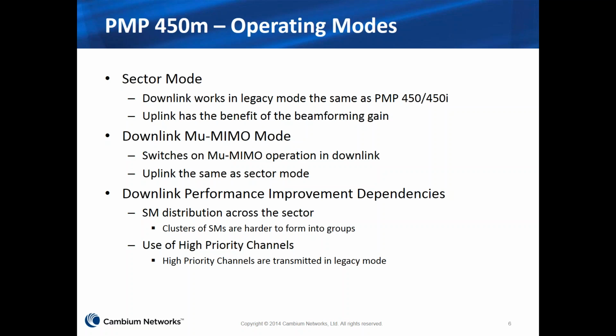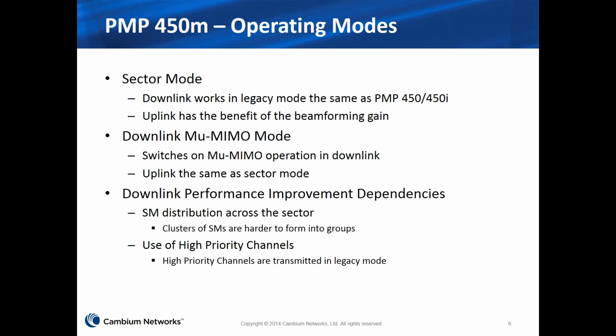On the uplink, the PMP 450M is always using multiple beams, and this usually improves the modulation mode that can be used for a given receive level. The PMP 450M will often show a reasonable improvement in uplink throughput when compared with PMP 450 and a small improvement over the 450i. But if your existing network's already using 256 QAM in the uplink, then this is the maximum that can be achieved and there'll be no improvement.